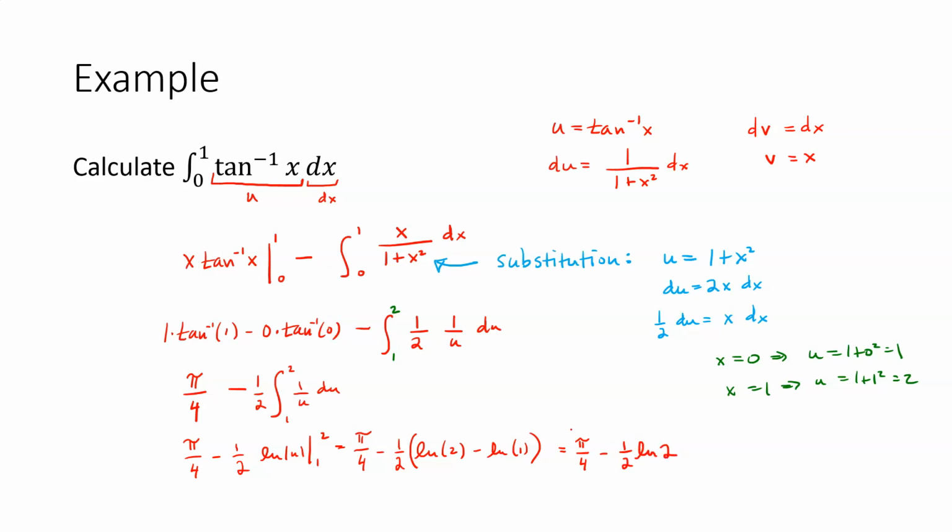So there we have it. One last thing I could actually do here is I could bring the 1/2 in as a power of 2 and write that as the square root of 2. Okay, so you can leave it like that.